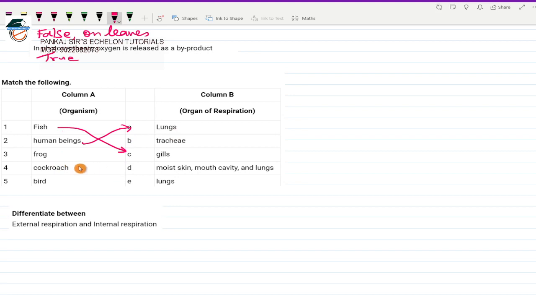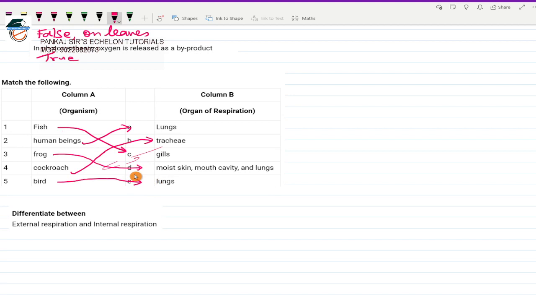And frog may respire through moist skin, mouth cavity, and lungs. So for frog all three will come, that is skin as well as mouth cavity as well as lungs, because frog being an amphibian, it stays on both land and water. Cockroach respires through trachea, I suppose, isn't it? Yeah. So cockroach will be trachea. And last but not the least, it is birds. The birds will go to lungs, because birds do have lungs. So this is the right matching.